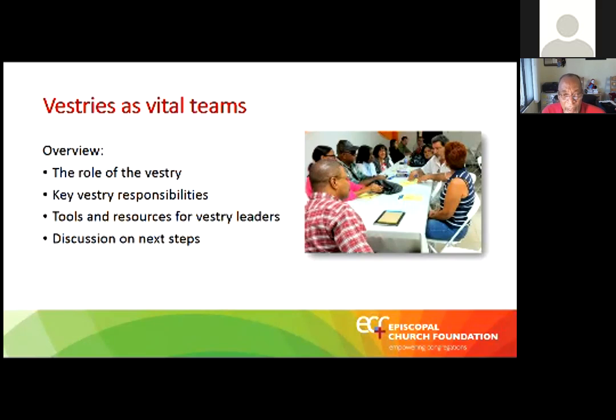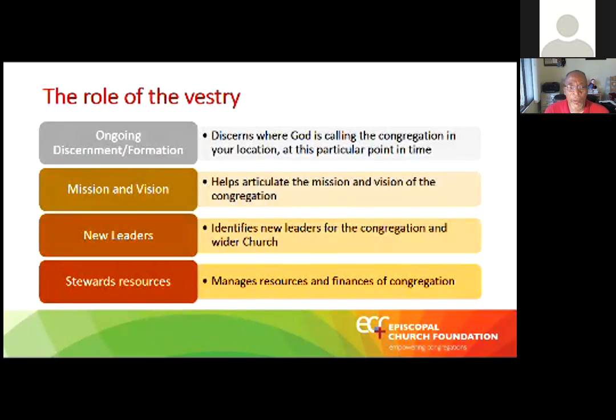So some of this information may come to you pretty fast tonight, but again, please keep in mind, I just want to give you an overview and a snapshot of what this curriculum looks like. And while I do that, I hope you will hold in mind whether or not you might think this is helpful for your congregation or your individual context. So I'm going to talk a little bit about the role of vestries, the key responsibilities, tools for vestry leaders, and discussion steps. And this would be the first element of our curriculum that we would present.